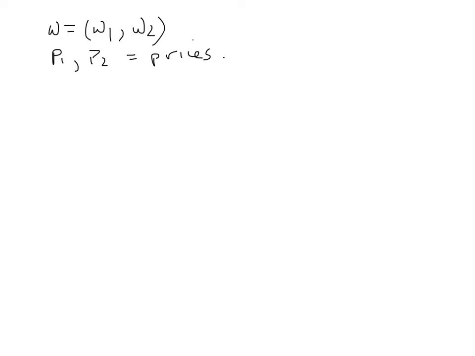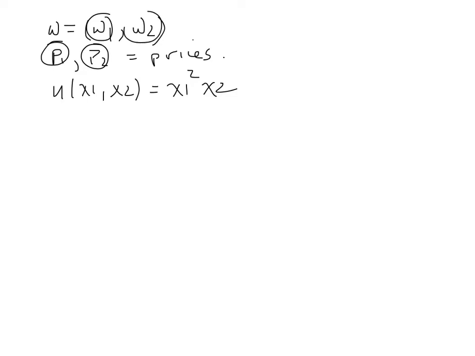Okay, and they're going to have some utility function, and for the moment let's suppose that u of x1, x2 equals x1 squared x2. Okay, so given this information, you could be asked to find the utility maximizing amount of x1 and x2 in terms of parameters p1, p2, omega 1, omega 2. Okay, if we generalize the utility function, we could have alphas and betas in there as well. So how do we set this up?